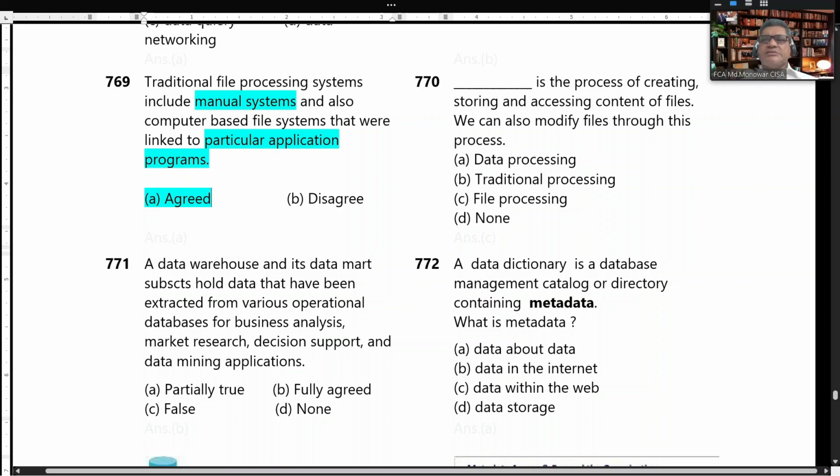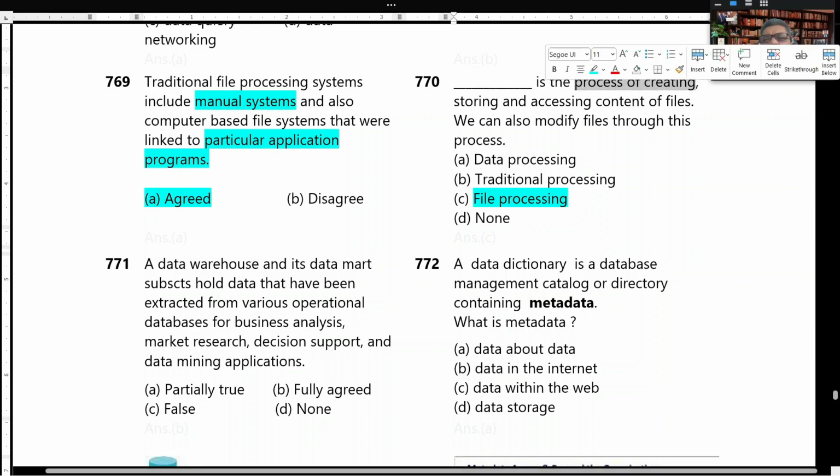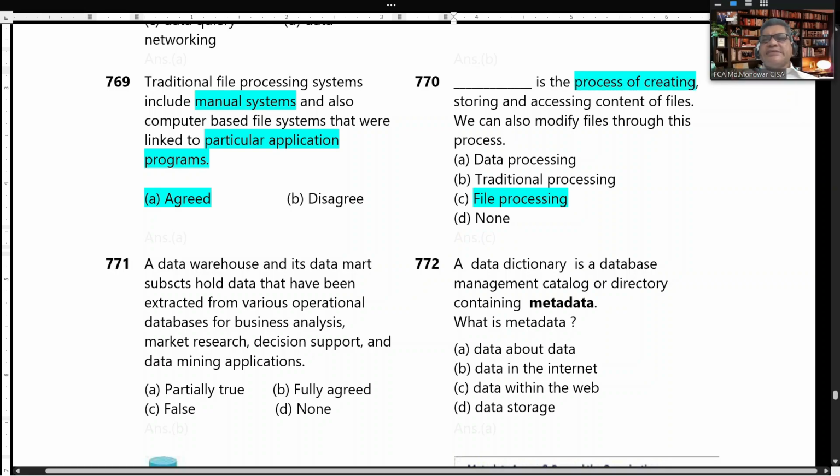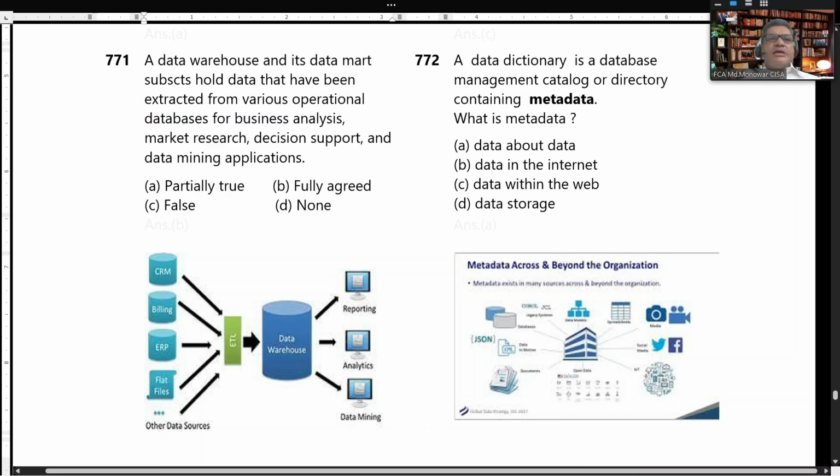Traditional file processing system include manual system and also computer-based file processing system linked with particular application program or software. Dash is the process of creating, storing, and accessing content of files. We can also modify files through this process, file processing. So file processing is the process of creating, storing, and accessing content of files. We can also modify files through this process. Answer C.